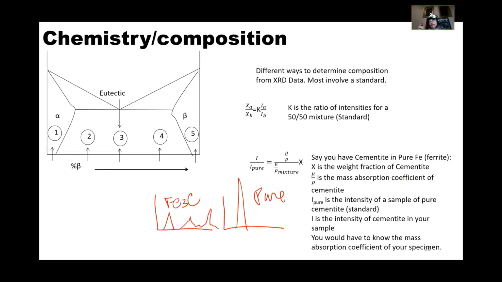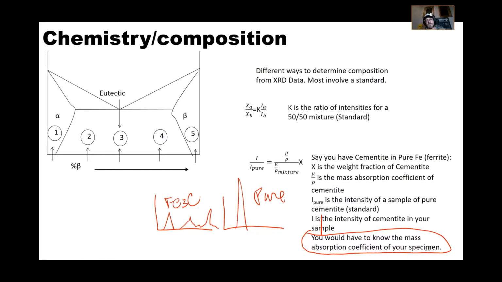The trouble with this specimen, or this methodology, is, and let me just write it with the pen, that you have to know the mass absorption coefficient of your specimen. So I found this a little nonsensical, because how would you know the mass absorption coefficient of your specimen if you're trying to figure out the amount of your mystery phase, or whatever phase you're caring about? Thought it was kind of goofy.